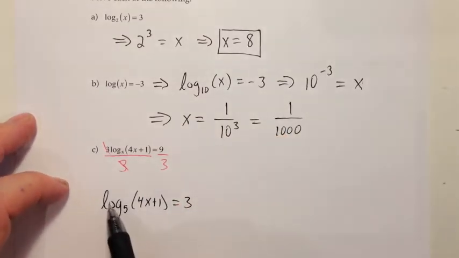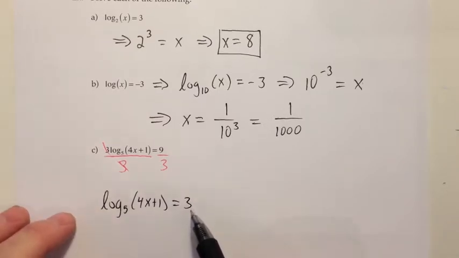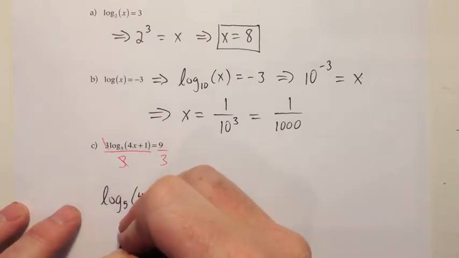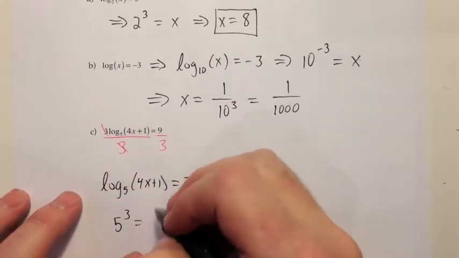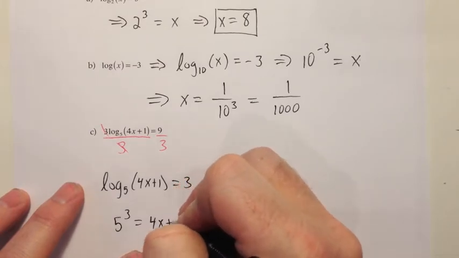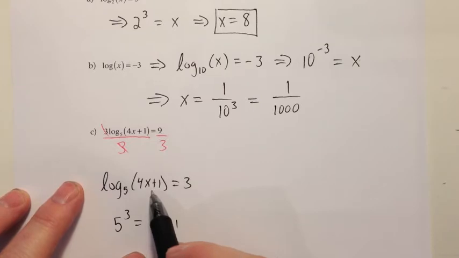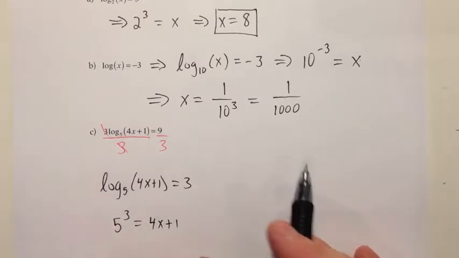Now I have just a log, a base, an inside, and the other side, and I can apply the property that says that's equivalent to the base to the other side, 5 to the third, equal to the inside, 4x plus 1. So again, the base of the log raised to the other side of the equation equals what's inside of the log. That becomes 5 to the third equals 4x plus 1.